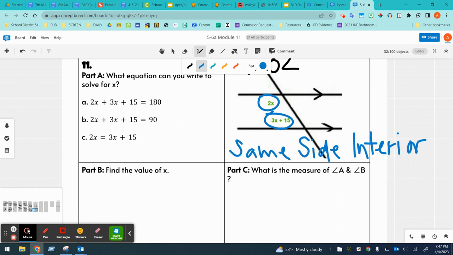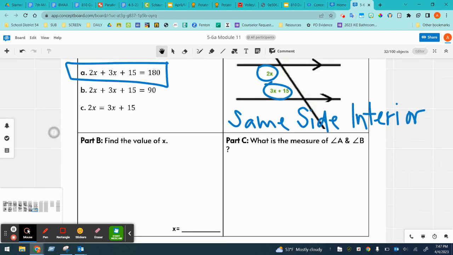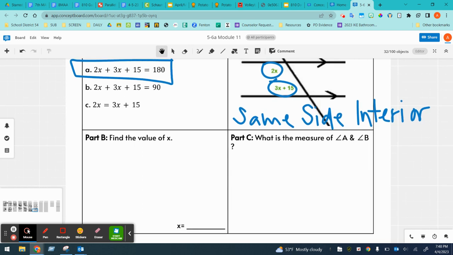As you see on my screen now, we've identified the angle relationship as same side interior, which tells us that the angles are going to be supplementary to each other. They add up to 180. So you should have picked A for part A. Okay, now we're moving on to part B. Part B says we got to find what x equals.